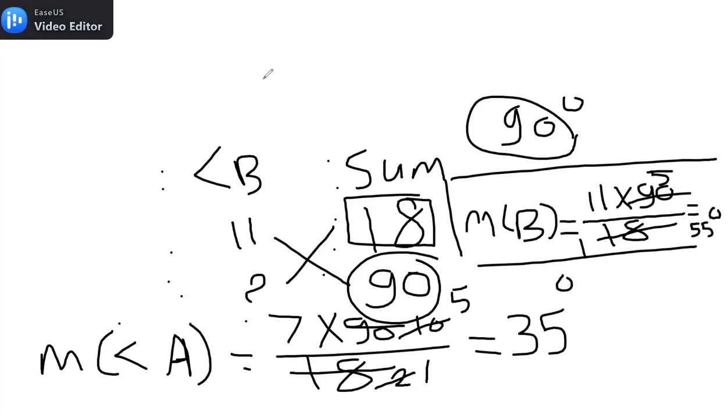And if we would like to make sure that our answer is correct, just add 35 degrees plus 55 degrees, which will give us 90 degrees as before.